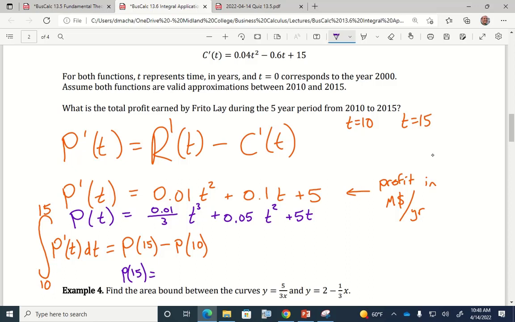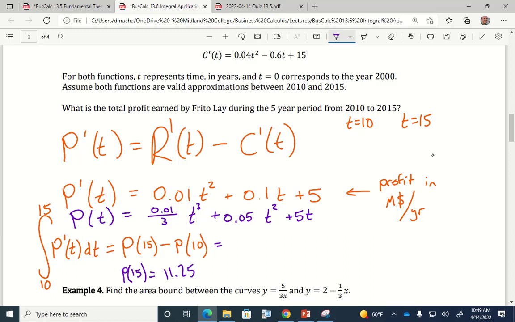What's 15 cubed? 15 cubed is 3375. Okay, then divide by 3. 3375 divided by 3 is 1125. And then multiply times 0.01, which gives 11.25. Okay. So then my first term would be 11.25, because we just did 0.01 divided by 3 times 15 cubed.